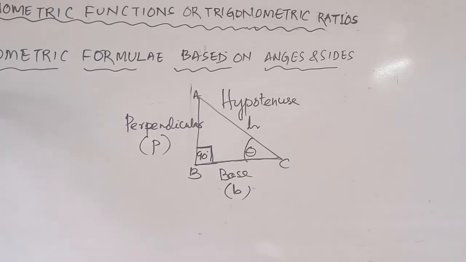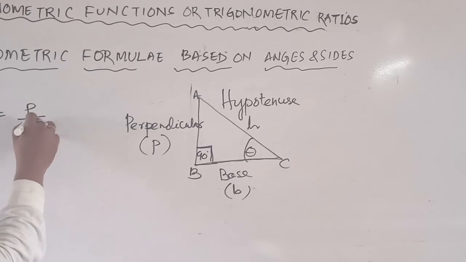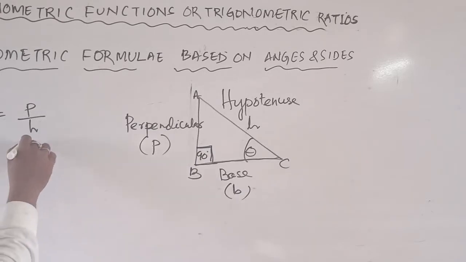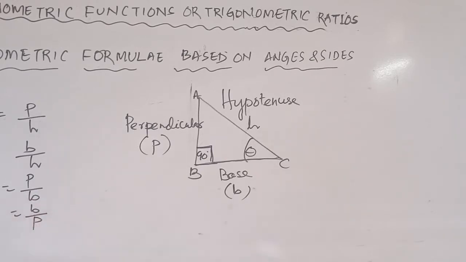From the figure, sin theta is equal to P by H. Cos theta is equal to B by H. Tan theta is equal to P by B, and cot theta is equal to B by P. Sec theta is equal to H by B, and cosec theta is equal to H by P.